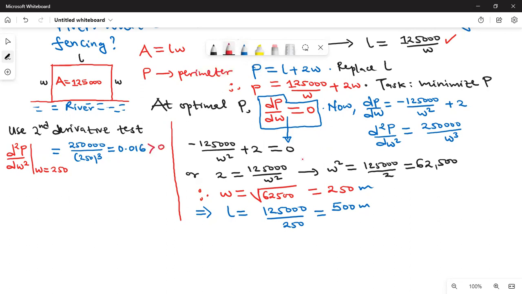So what does it mean? When you get a positive value, it means that those dimensions that we have found will give us the minimum perimeter. So this implies that the dimensions which we found, W equal to 250 meters and length equal to 500 meters, give the minimum perimeter.